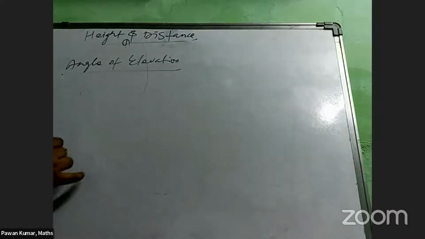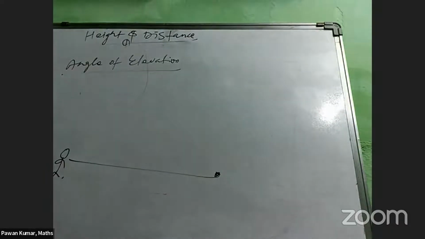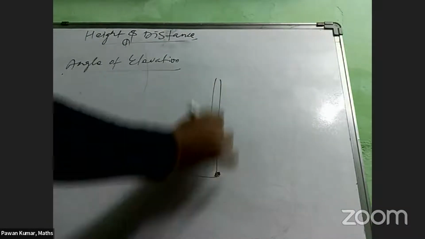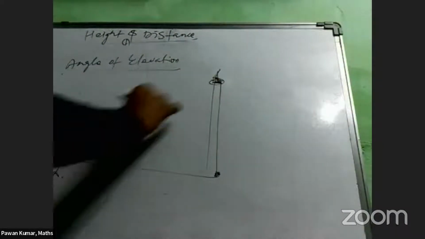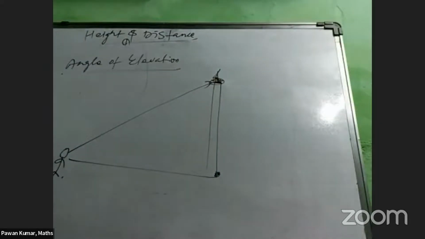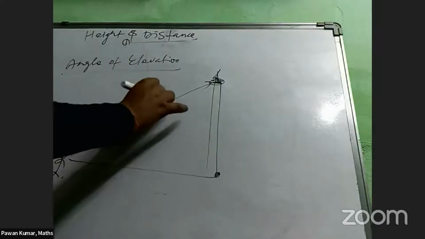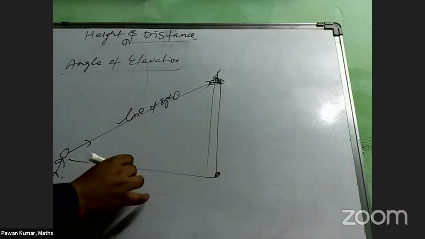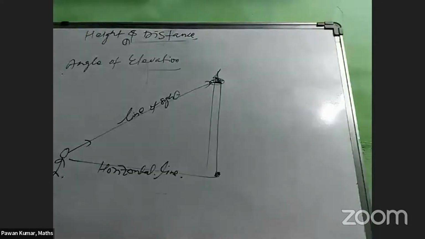Suppose you're standing here, this is the ground, and this is a tower, and some person is standing here. I am seeing the tower at the top. So I'm seeing along this side. This is nothing but the line of sight, and this is the horizontal line. Correct. This is the horizontal line.